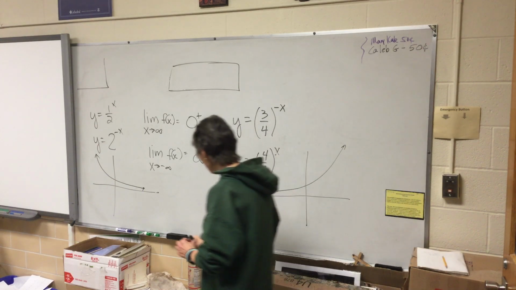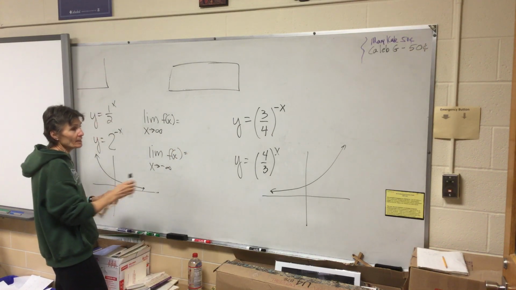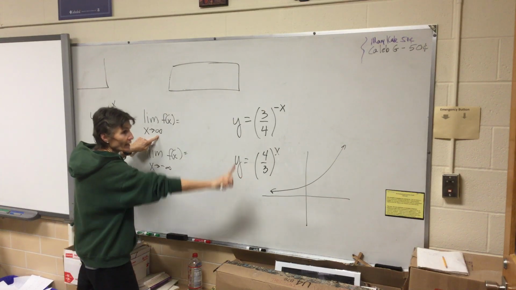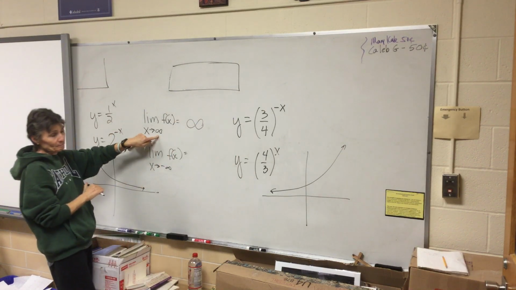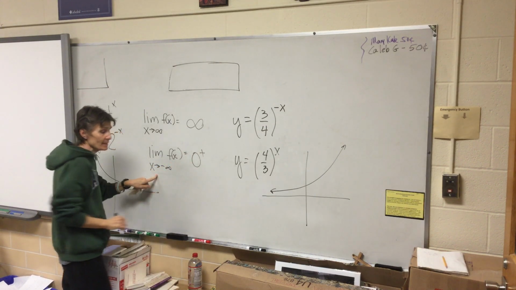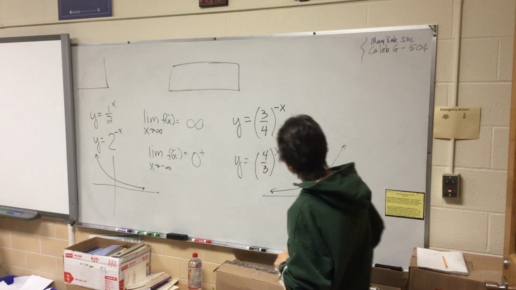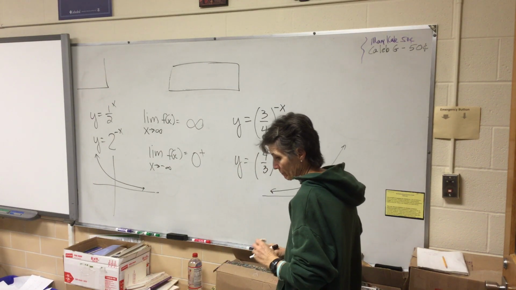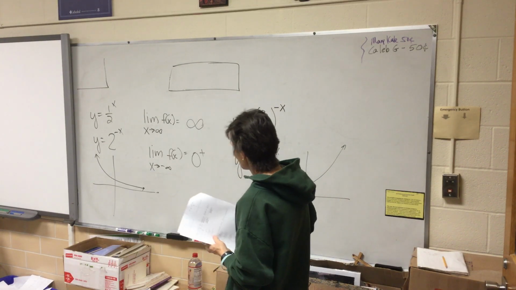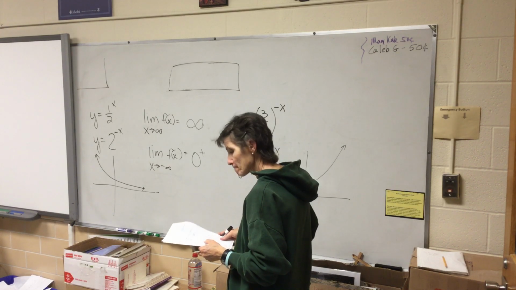So what's our end behavior? Well, as we go to the right, as we go toward positive infinity, our curve is going up. And as we go to the left, it's coming down from the top. Anybody have a question about part 5?